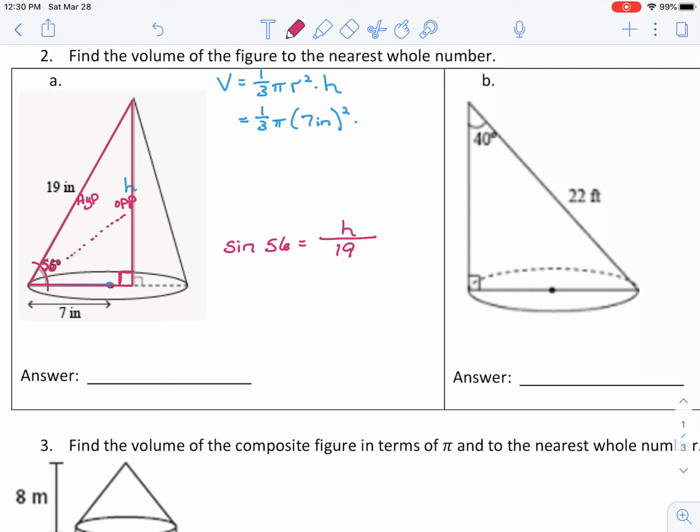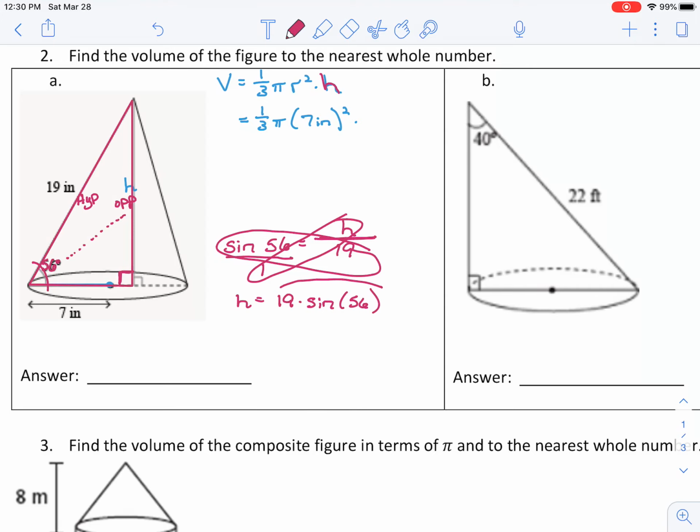Then I'm just trying to solve for H. And since H is on top of the fraction, I don't need to do inverse. I just need to get it by itself. A lot of times we'll make a proportion and cross multiply. H times 1 is H. So all we'll need to do is 19 times the sine of 56. That is what's going in here.